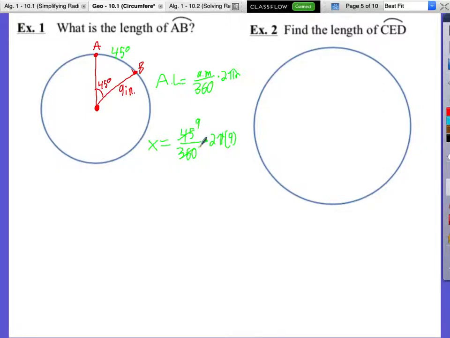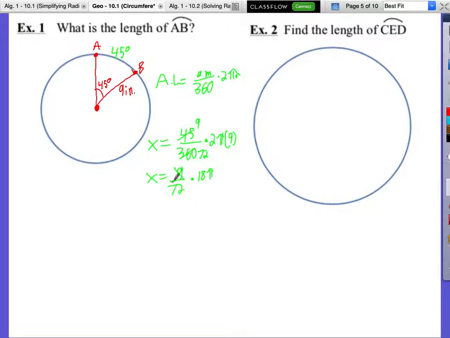Oh, we don't know, how can we figure it out? Calculator. Take 360 divided by 5. Okay, you said what? 40? No? 72? That sounds right. Okay, so we can say x equals 9 over 72 times, what's 2 times 9? 18 pi. Does 9 over 72 reduce anymore?